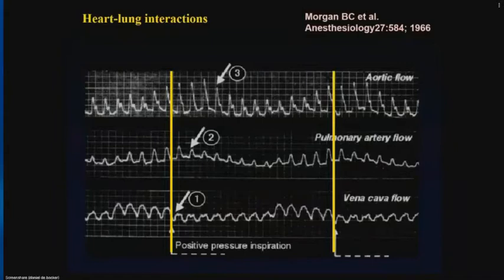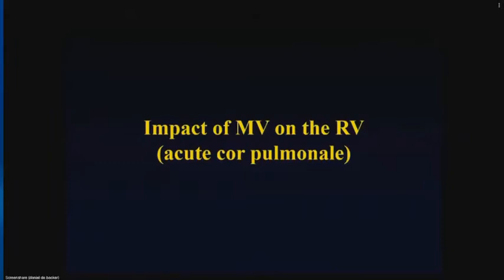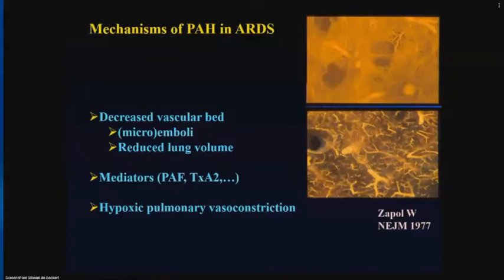What is the impact on the right ventricle of mechanical ventilation, leading to the development of acute cor pulmonale? So this is mostly related to the presence of pulmonary hypertension in patients with ARDS. And there is a decrease in vascular bed, especially due to microemboli that occur. And we do not know exactly in COVID-19, but we have seen several patients with macroscopic pulmonary embolism occurring. We have also seen that there is a high increase in D-dimers and this increase in procoagulant state. So it is very likely that these microemboli also occur in COVID-19.